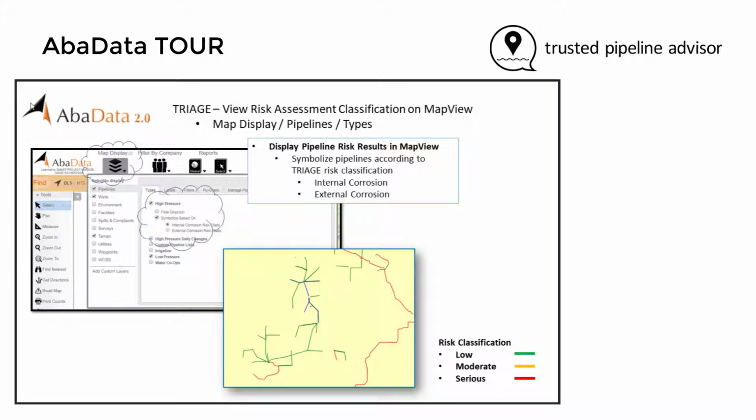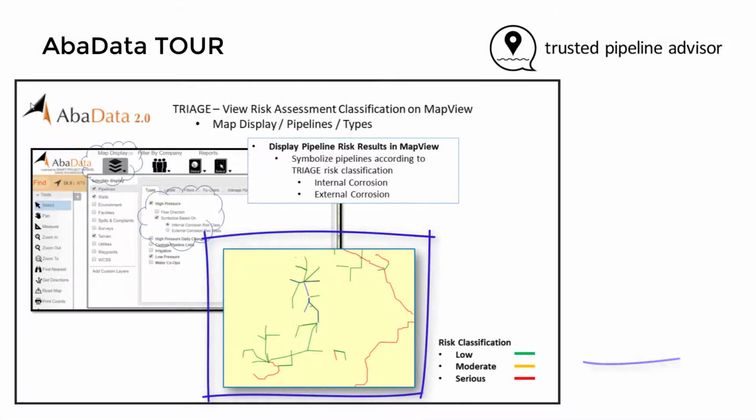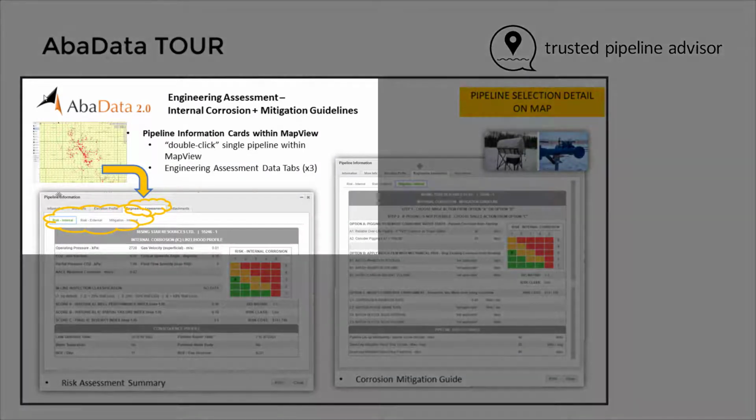The user can select to symbolize the pipelines within the map view based upon triage risk classification for either internal or external corrosion: low, moderate, or serious risk classifications. Upon selecting a single pipeline for investigation within the map view, the user has access to expanded pipeline data cards. The standard AbaData data cards have an additional information tab displayed for triage subscribers, the Engineering Assessment tab.